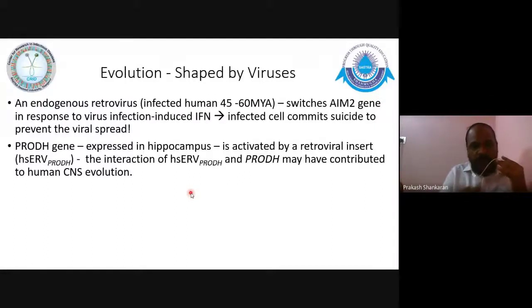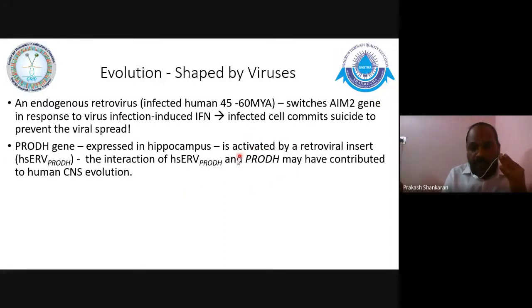Another gene is PRODH, the proline dehydrogenase gene, that is expressed in the brain, especially in the hippocampal region. This is activated by a retroviral insert. They have an enhancer sequence in that gene. It's called a human-specific endogenous retroviral sequence. And this retrovirus-derived sequence is the one that regulates this PRODH gene. This gene is very important.